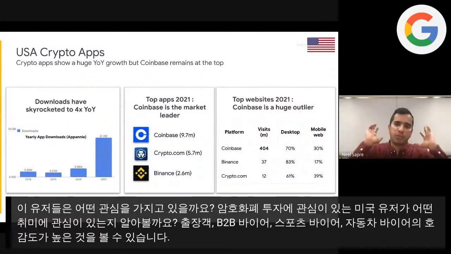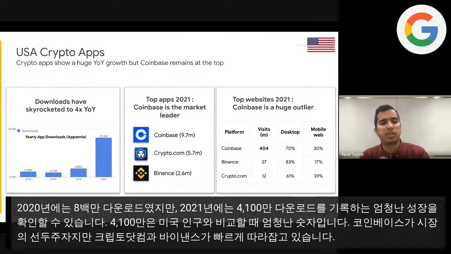Finally, I am going to leave with one last slide where we talk about fintech apps in particular. So when we look at the first graph on your left, from the year 2020, we saw around 8 million app installs for crypto apps. But in year 2021, that became 41 million. That's a growth of almost 4x. And 41 million is a huge number when we compare it to the baseline population of the US.